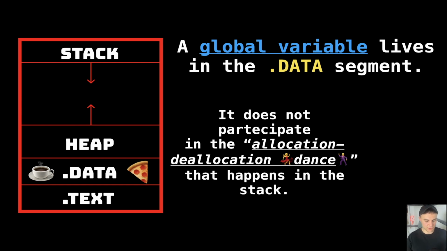Well, very simply, a global variable lives in another part of the process memory layout. These variables indeed live in the data segment, okay? So they are not participating in the dance which happens in the stack when you allocate some memory for a function, then deallocate, then allocate again, and you have all this movement inside the stack. These are variables that live in the data memory segment.